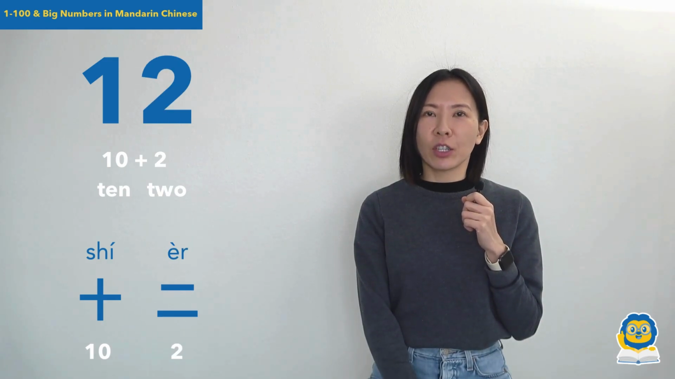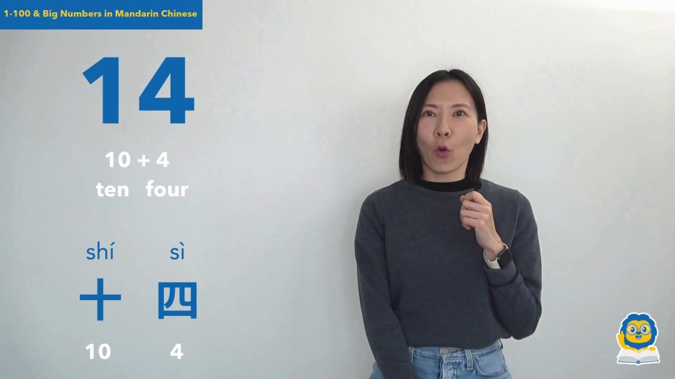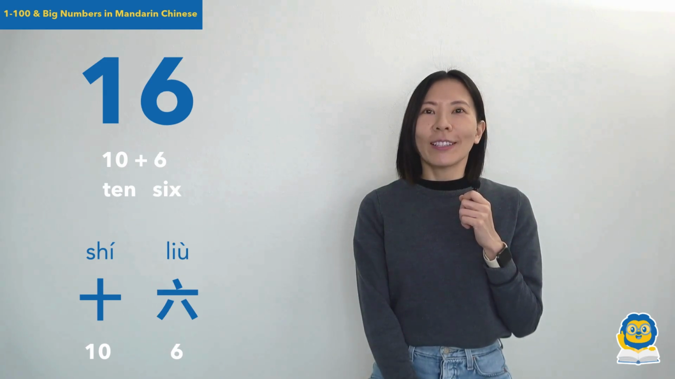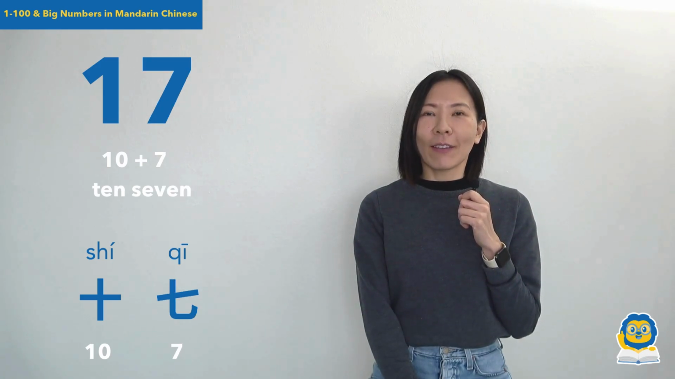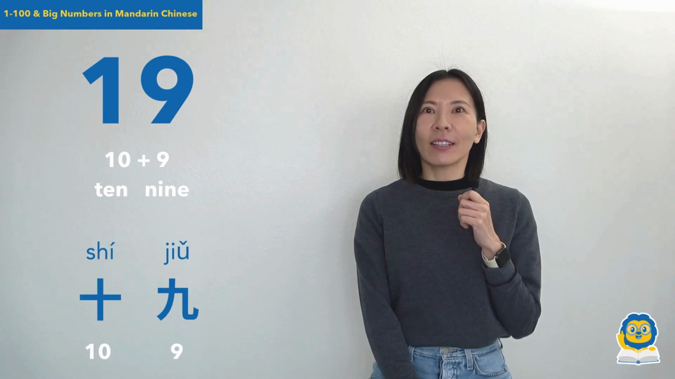12 is 十二. 13 is 十三. 14 is 十四. 15 is 十五. 16 is 十六. 17 is 十七. 18 is 十八. 19 is 十九.